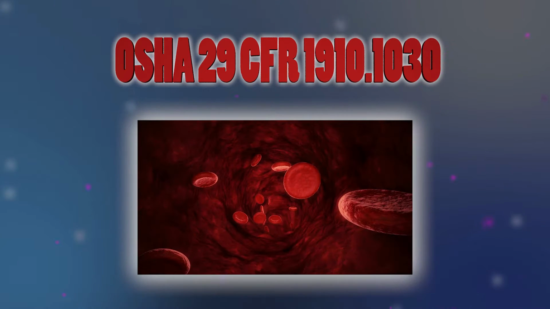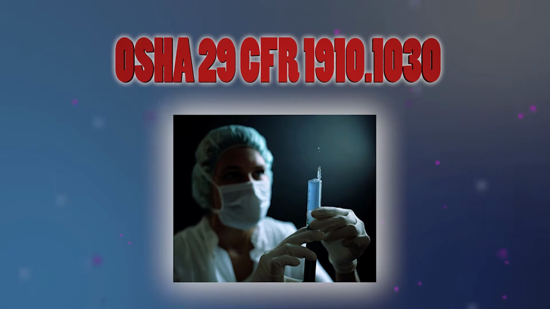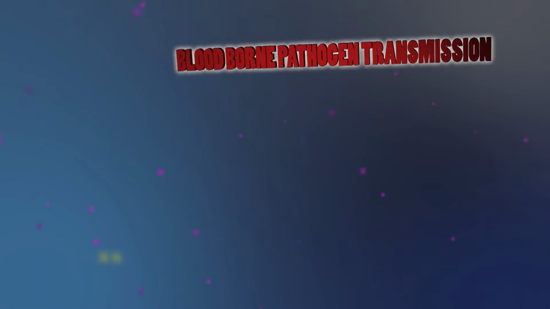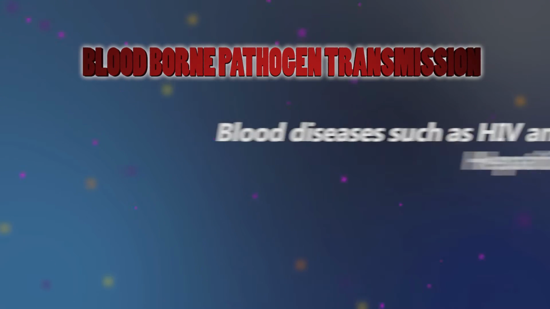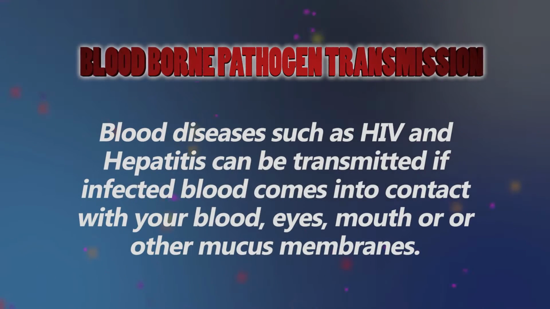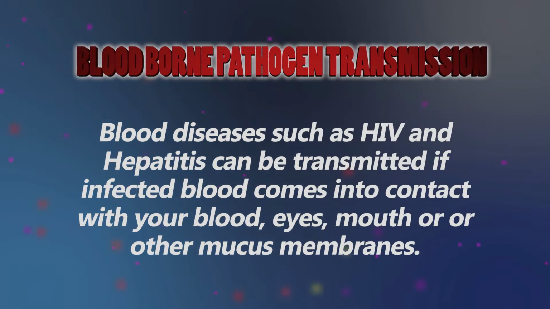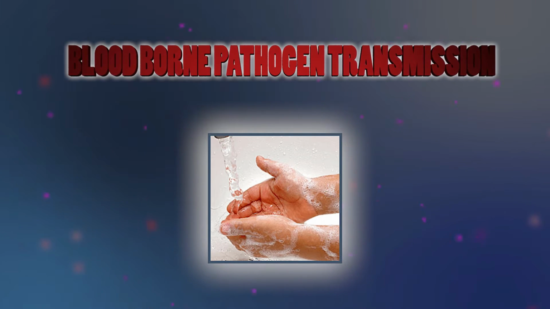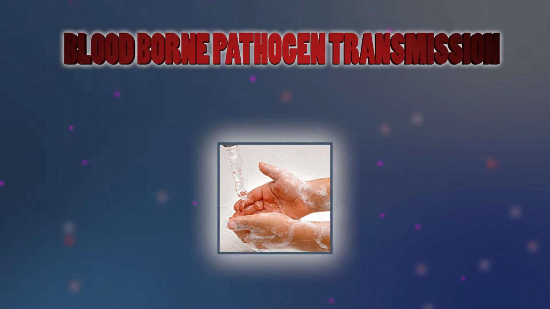The OSHA standard on bloodborne pathogens requires employees to protect themselves from exposure to blood at the worksite due to the potential for the transmission of dangerous viruses such as HIV and hepatitis. Microorganisms carrying these diseases can be transmitted if infected blood comes into contact with your blood, eyes, mouth, or other mucous membranes exposed while at work. Hand washing is the single most effective standard practice in the case of bloodborne pathogens.